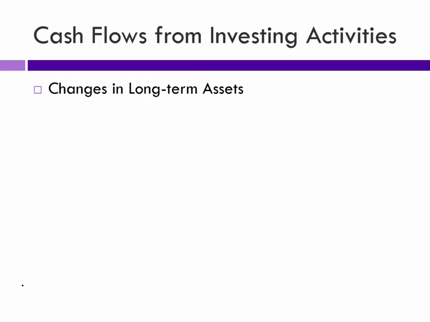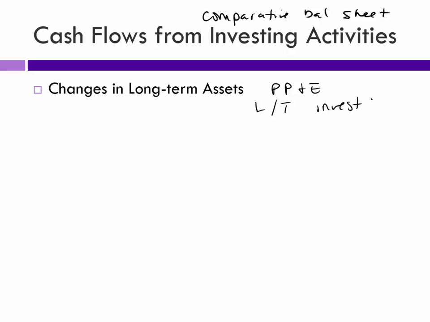So cash flows from investing, and what I'm really going to be talking about here is when I need to use the comparative balance sheet to figure out what happens when they don't tell you how much the transaction was for. Sometimes they don't even tell you if it was, but you can figure it out. So again, we're talking about property, plant, and equipment and long-term investments. So these are our long-term assets.